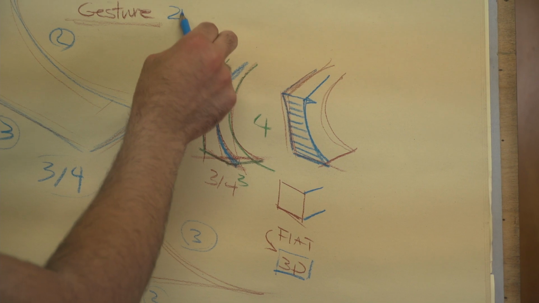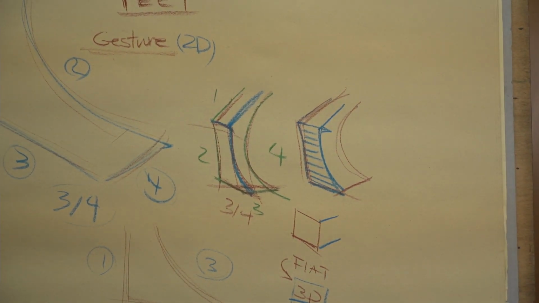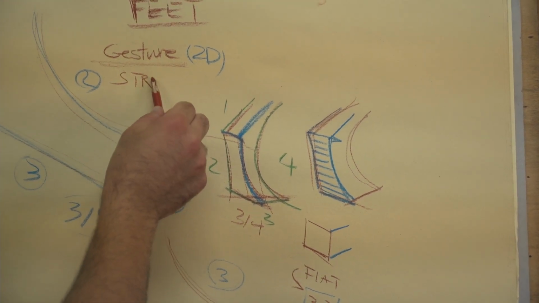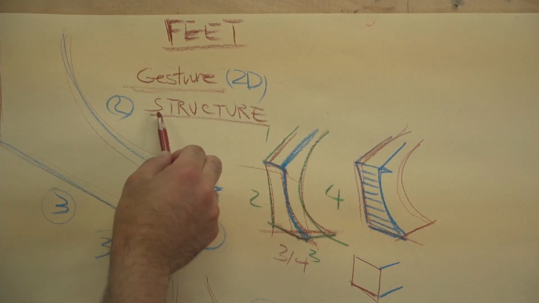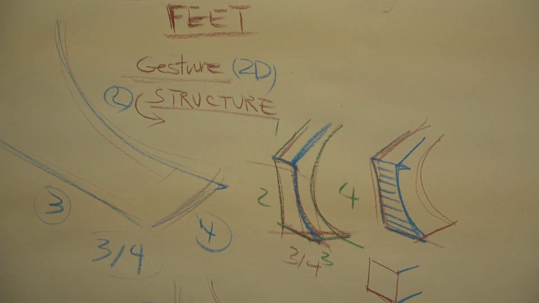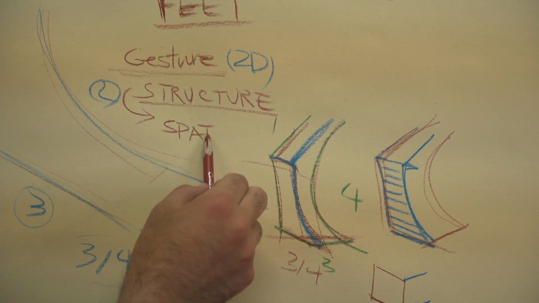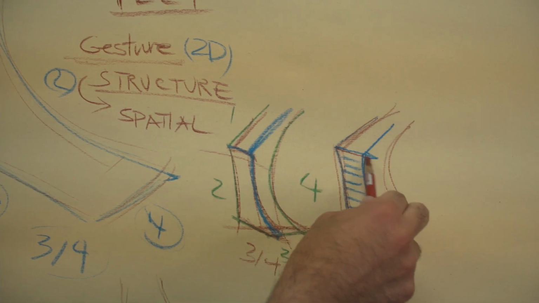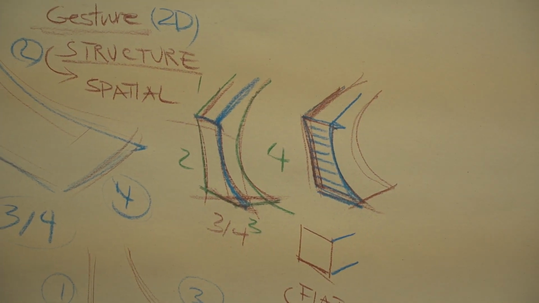So gesture is a 2D flat movement, and structure is a 3D volume. It has a spatial movement. Instead of having a 2-dimensional movement, it has spatial qualities in it. So keep that in mind when you're drawing.